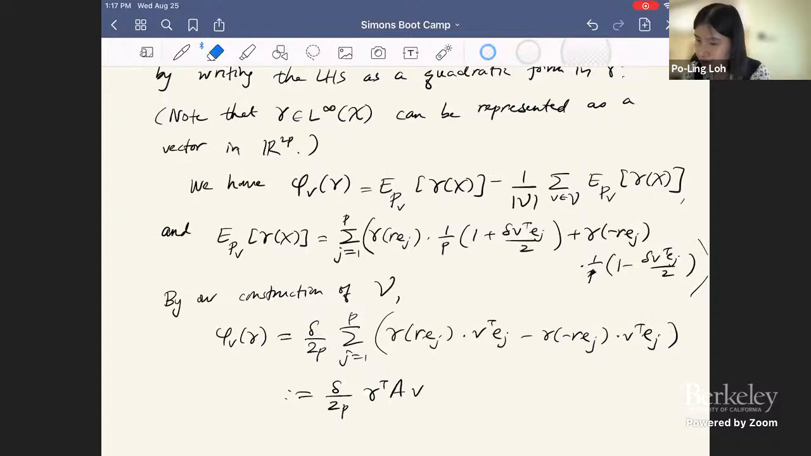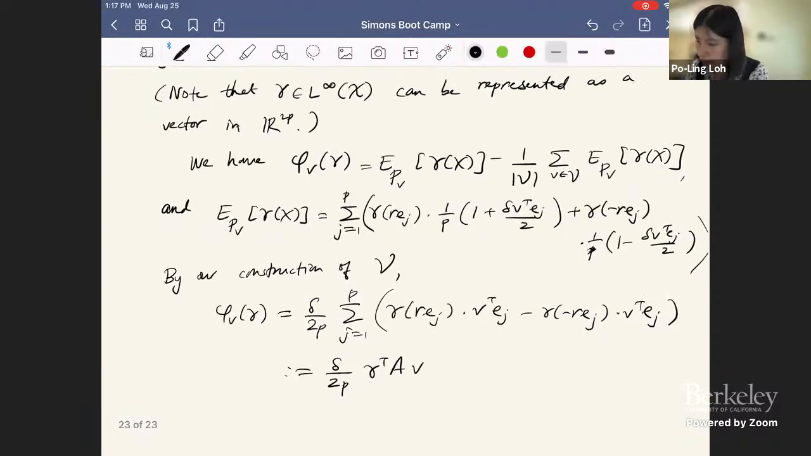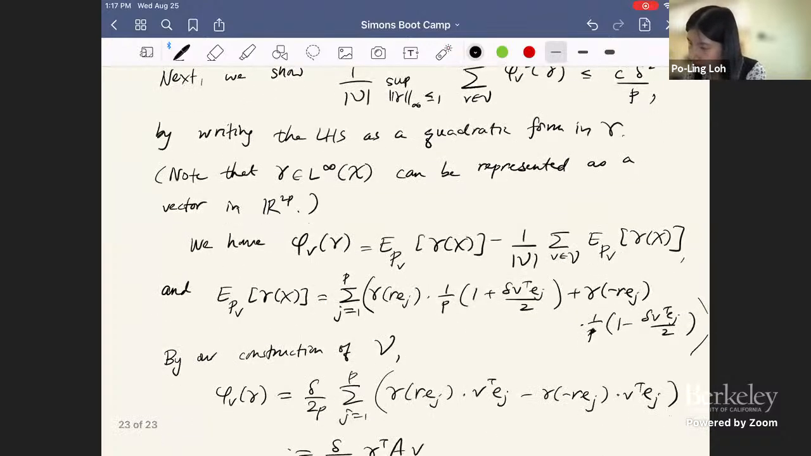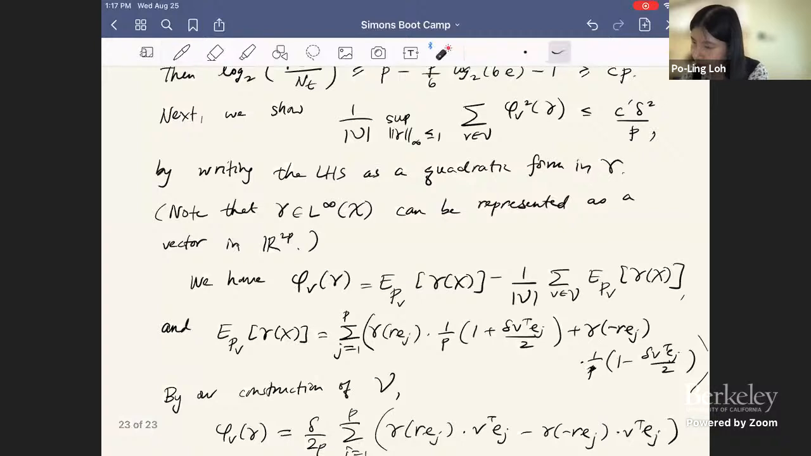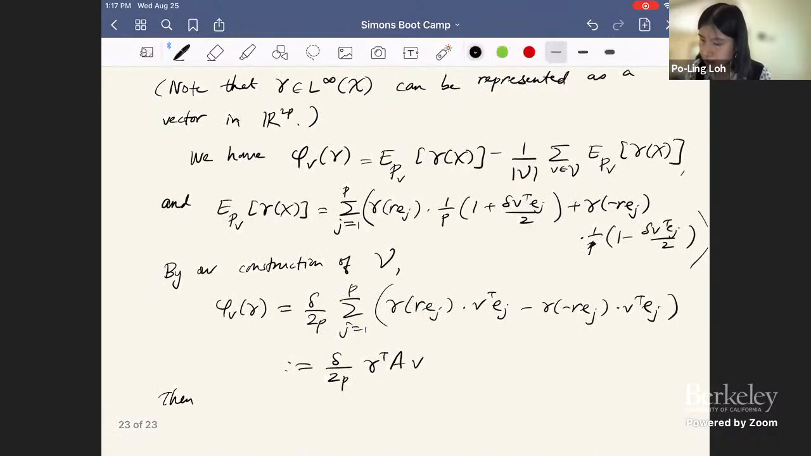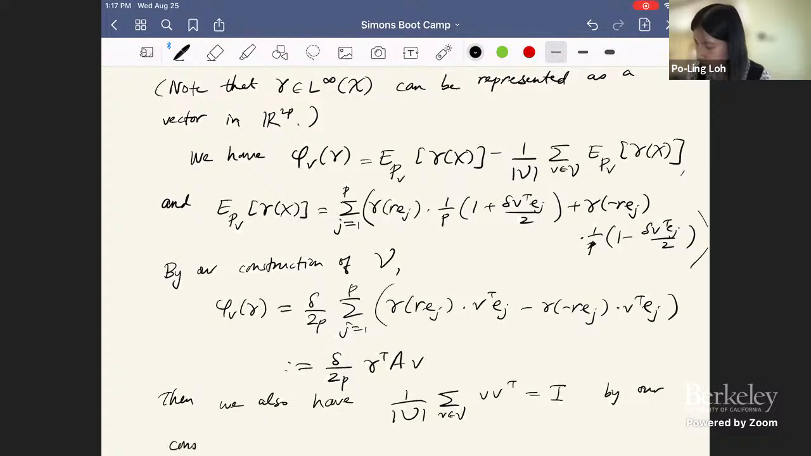Let's get rid of that. Okay, so now, what do I want? I want to renormalize by, I need to sum up over the v's and renormalize by the size of v. And then by our construction, we also have 1 over the size of v, sum v in v of v v transpose is equal to the identity matrix by our construction. And this is important.